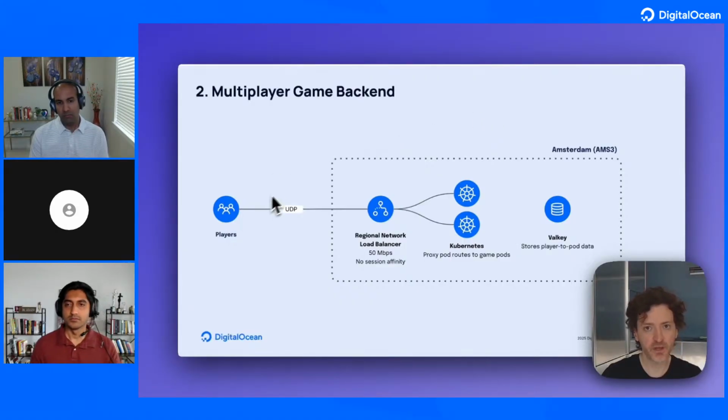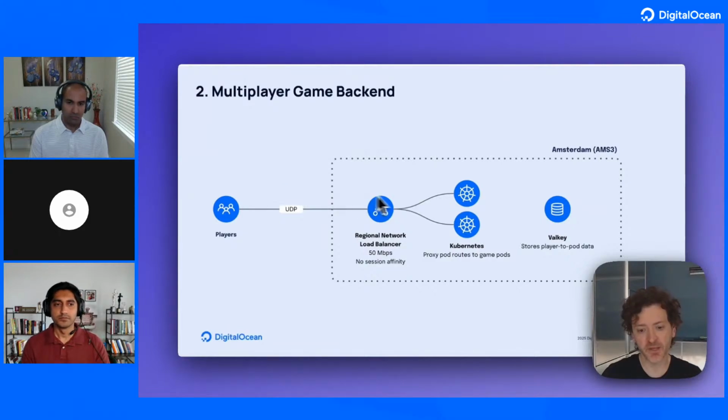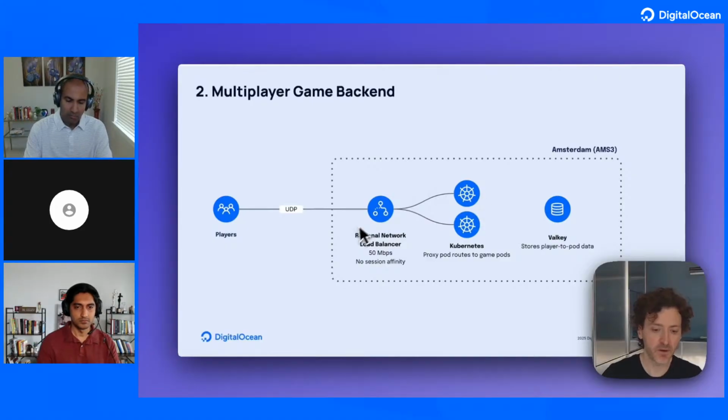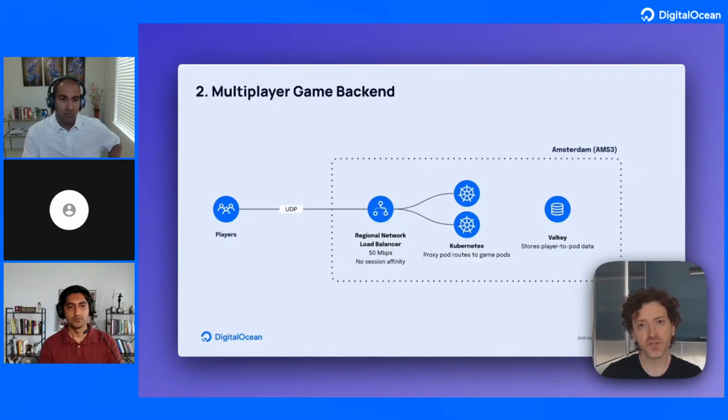On the left, we have players connecting to gaming pods running in Kubernetes over UDP via a network load balancer. So we want players to be routed to the same gaming pod or gaming container every time they connect. But a network load balancer does not support session persistence. It means that every new incoming UDP packet is sent to a random gaming pod.